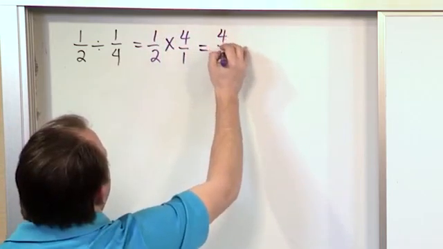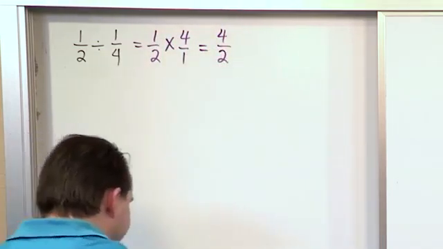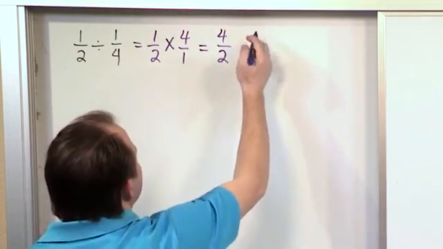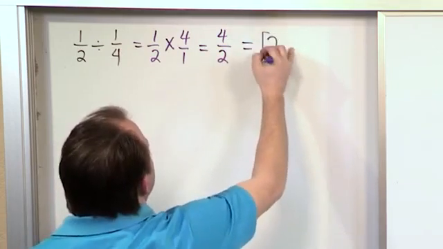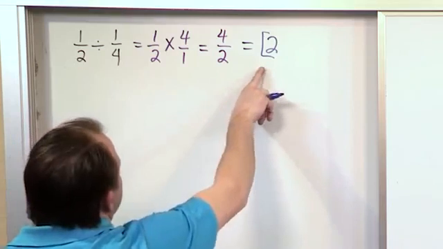Then we multiply the tops. 1 times 4 is 4. Multiply the bottoms. 2 times 1 is 2. And then we try to simplify, but then we see 4 over 2 is the same as 4 divided by 2. And of course, that's 2. So the answer to this, if you take 1/2 and divide it by 1/4, it goes in 2 times.